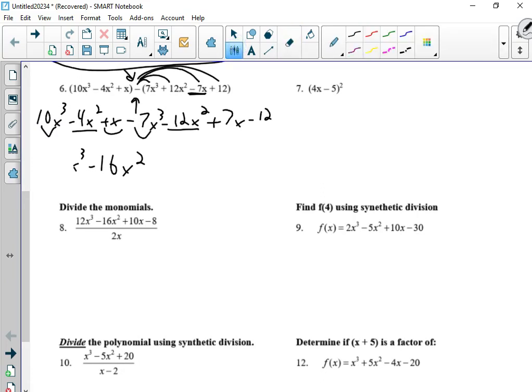So 10x cubed minus 7x cubed is 3x cubed. Hopefully some of you caught that before and were yelling at the screen. Then, my x squareds. Now my x's. Plus x plus 7x is plus 8x. And then the minus 12 is by itself.